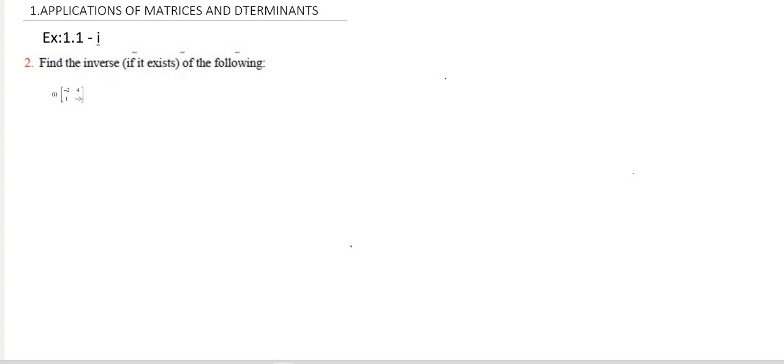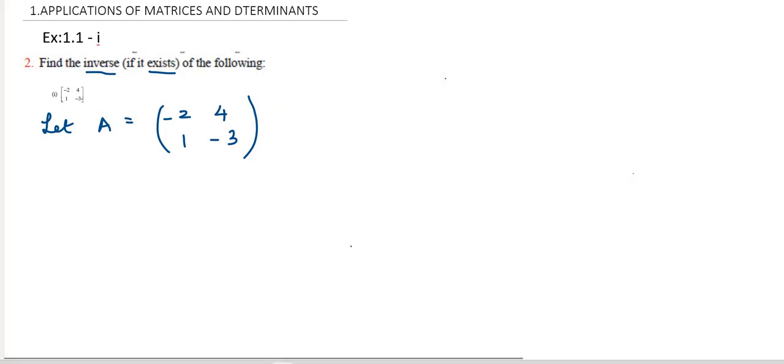Hi students, this is exercise 1.1, question number 1. Find the inverse, if it exists, for the following matrix. Let A be the matrix [-2, 4; 1, -3]. We are asked to calculate the inverse of the matrix.